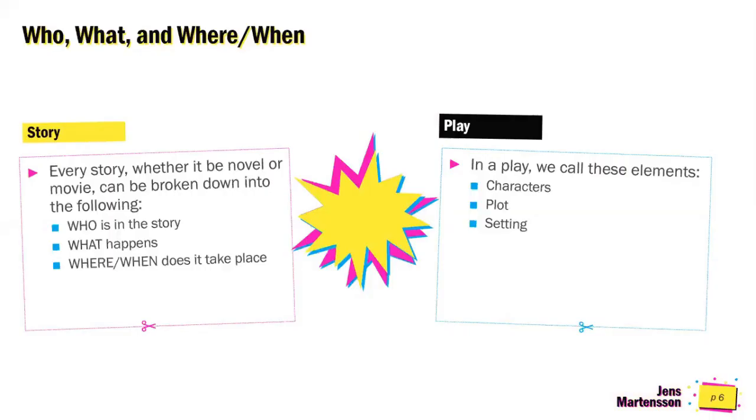The second thing we want to learn about is the who, what, where, and when of our play. This may sound silly or even elementary, but these are the fundamentals of every story. Every story, whether it's a novel or a movie, can be broken down into the following. Who, like who is in our story, what happens in that story, and where and when does our story take place. In a play, these elements are called characters, plot, and setting.